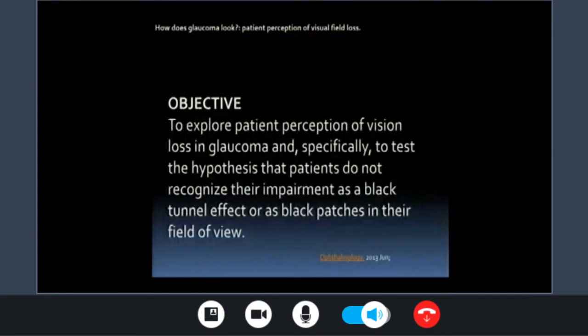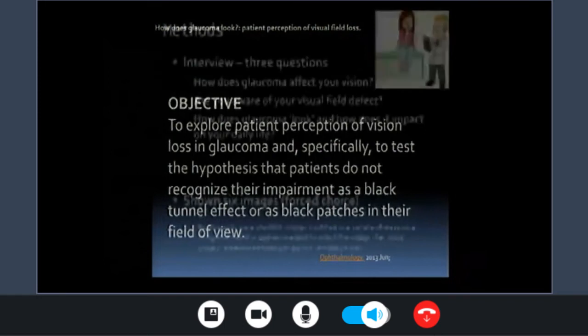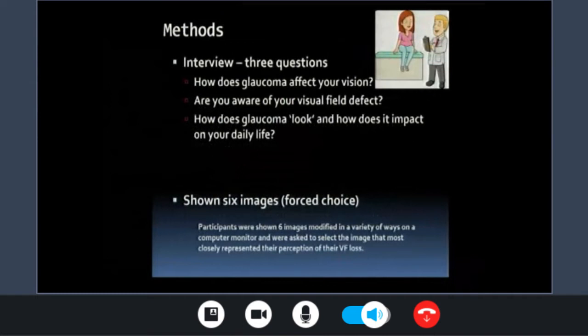The aim of this study was to explore patient perception of vision loss in glaucoma, especially to test the hypothesis that patients don't recognize their impairment as a black tunnel. All of us believe that glaucoma patients see a black tunnel or black patches. So in this study, there was an interview, and 3 questions were given. How does glaucoma affect your vision? Are you aware of your visual field defect? How does glaucoma look and how does it impact your daily life? They showed the patients 6 images.